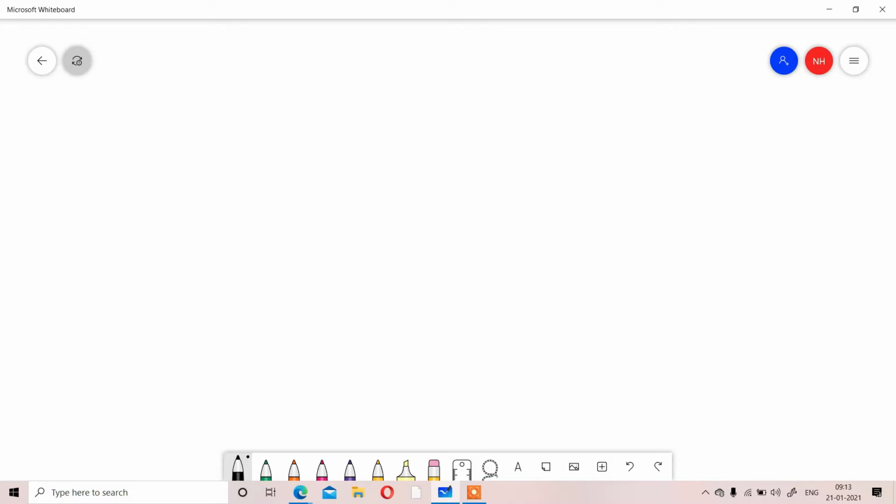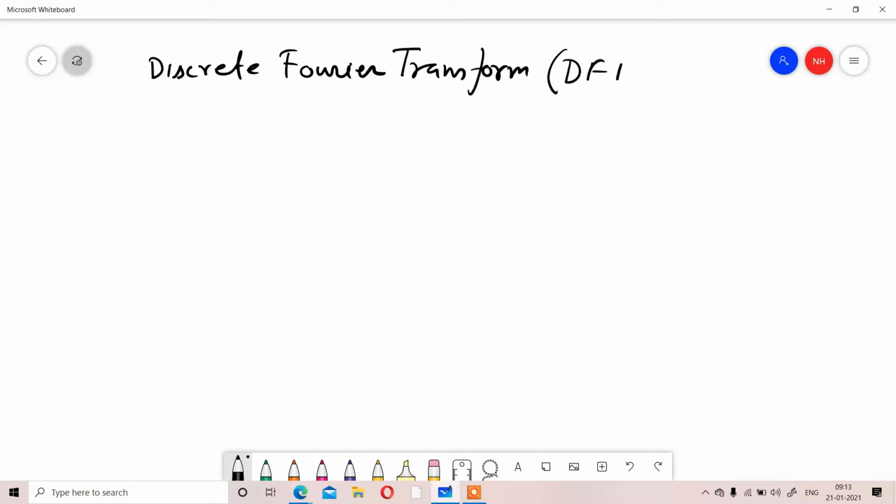So today's topic is discrete Fourier transform, or in short form DFT.